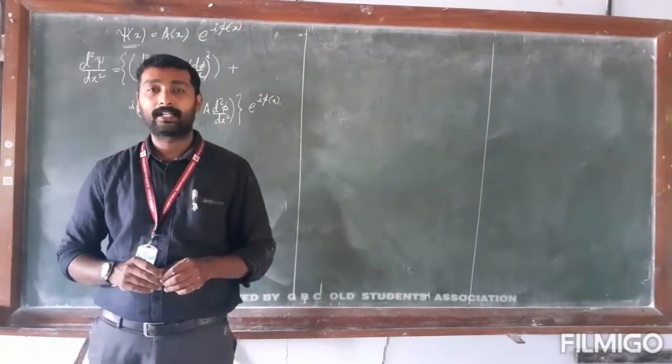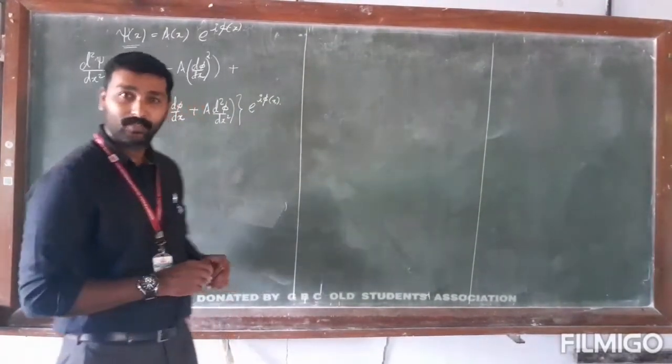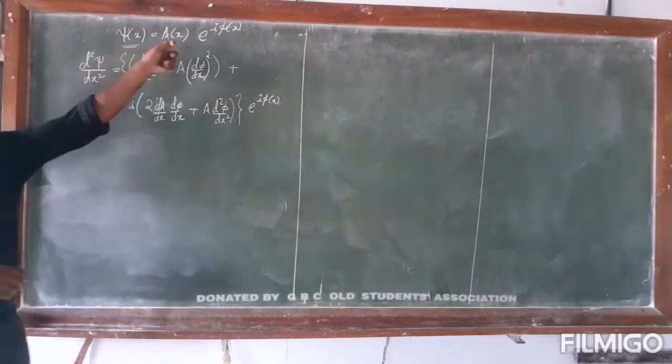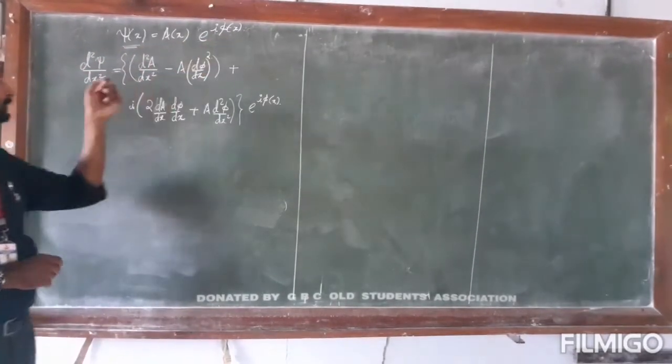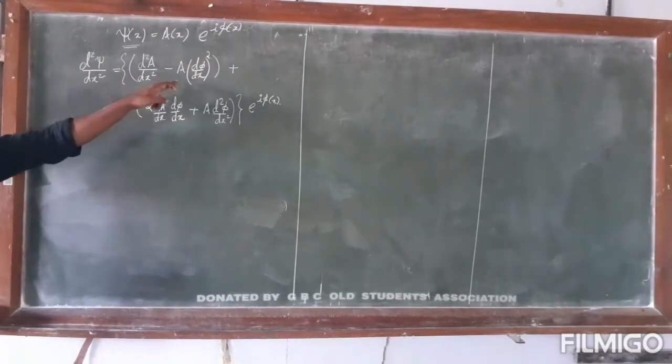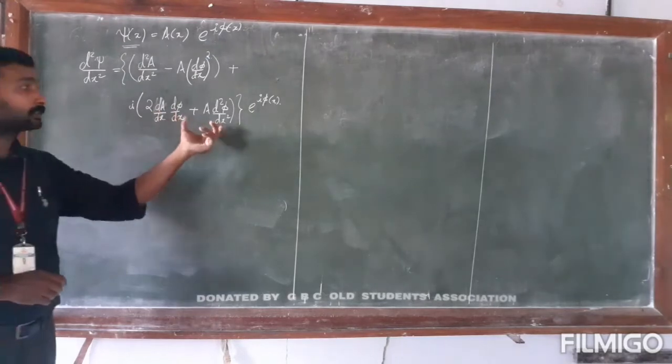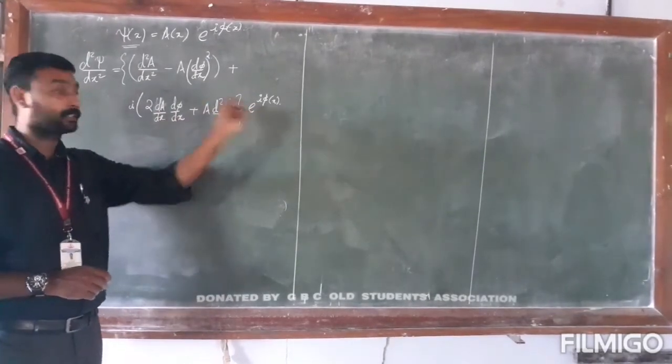So have you found the second derivative of the wave function? I can see the second derivative of the wave function. If the wave function takes the form A of x e raised to i phi of x, it is d squared A by dx squared minus A times (d phi by dx) squared, plus i times this quantity, into e raised to i phi of x.